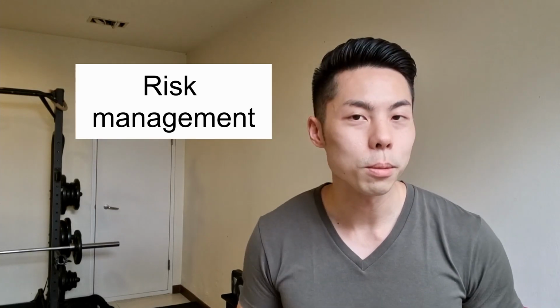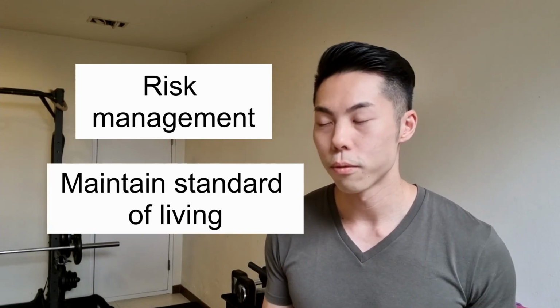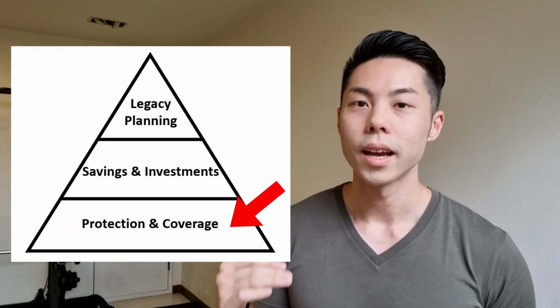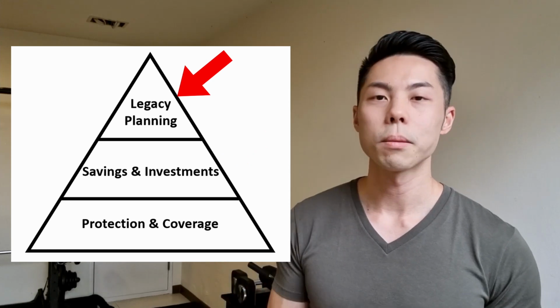So we're almost at the end of the video, but before we end, let us just do a quick recap. Firstly, why we need to do financial planning is because financial planning is a risk management tool to help us maintain the standard of living for us and for our loved ones. And secondly, in order to start financial planning, it is recommended that you start from the protection plan first, and then the savings and investment, and then lastly, legacy planning.